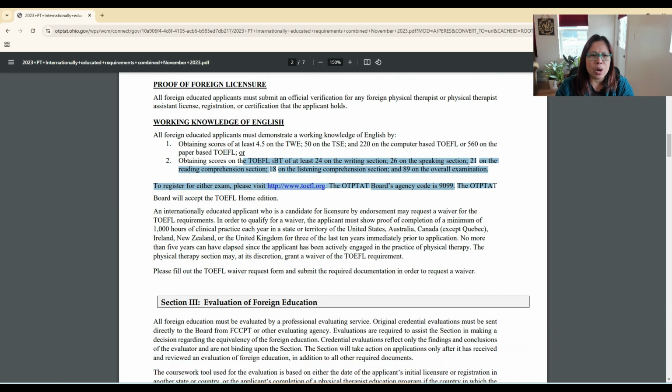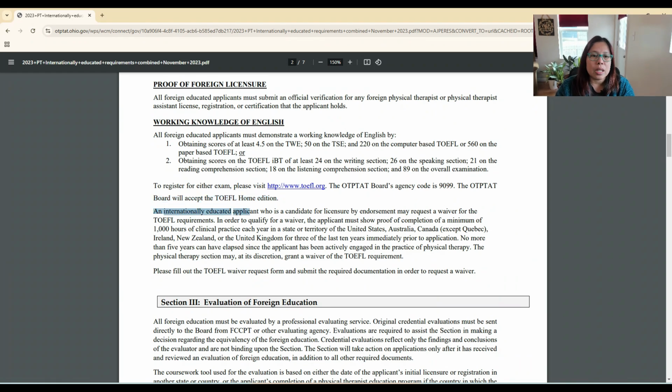Okay, it also tells you how to register for either exam. You have to visit TOEFL, and then you have to choose the OTPTAT board agency. This is their code, 9099, so that your TOEFL score will be submitted directly to the Board of Ohio. Okay, and this is very interesting because they say the board will accept the TOEFL Home Edition. I've never had any home edition, so I have no idea about that, but they accept it apparently. Okay, which is good news.